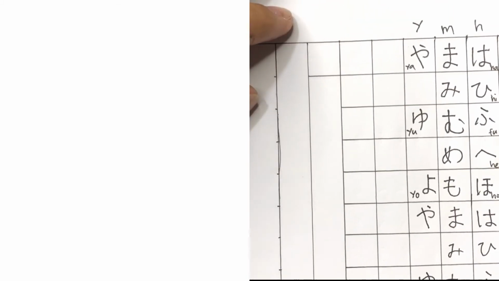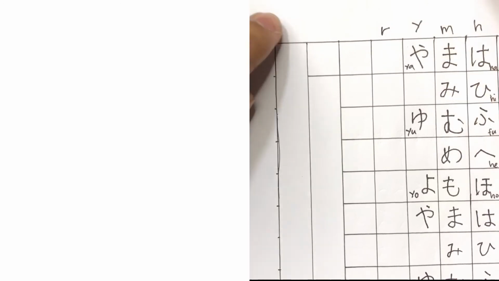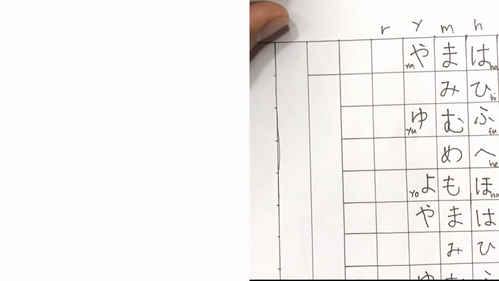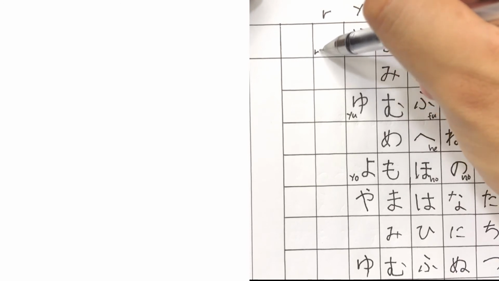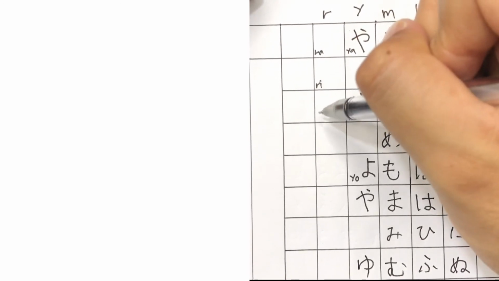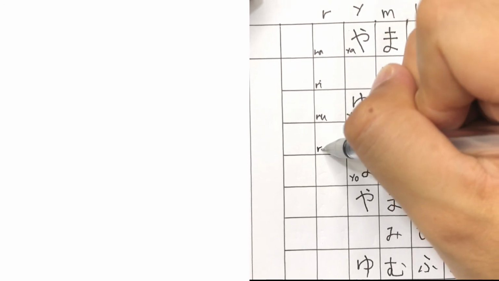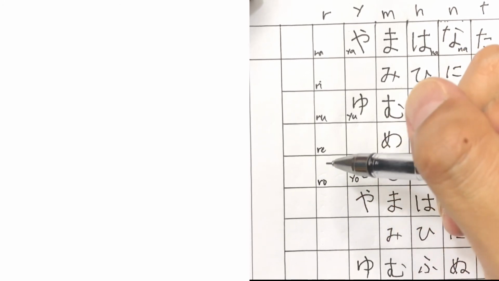In the next column is the R characters. So we add R to the vowels, the 5 vowels. We will have ra, ri, ru, re, and ro.